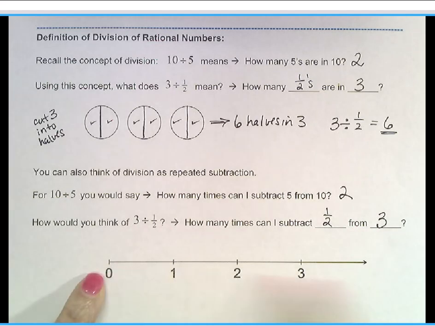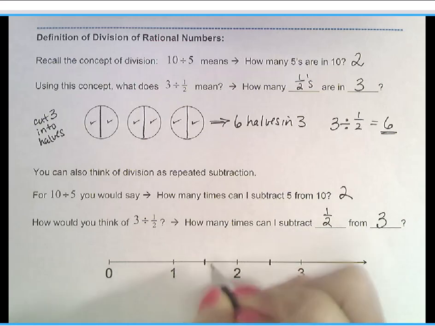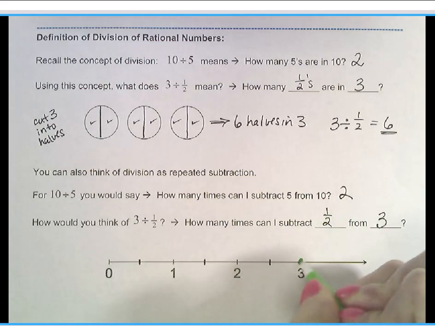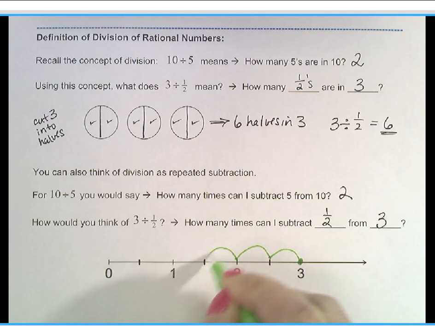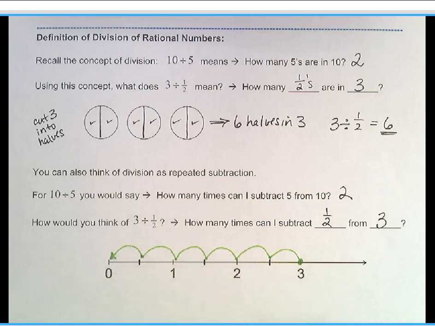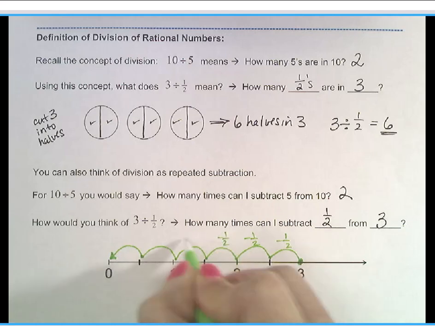So you think of it as a number line. Here's a number line. We want to start at 3 and subtract a half until we get to 0. So I guess I better cut all of these into halves. And I'm going to start at 3. Use a different color for this. Start at 3. And I'm going to subtract a half. A half, a half, a half. We're going this direction every time, and it's minus a half, all the way down the line.